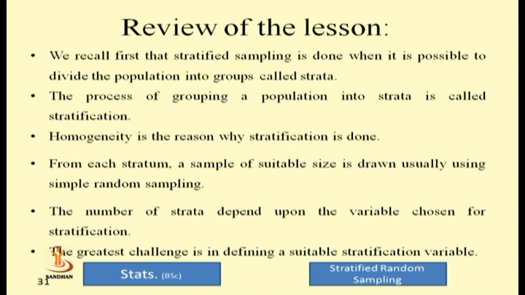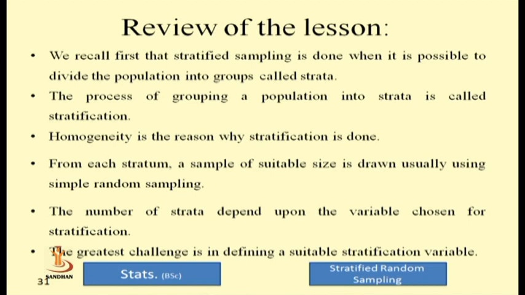Now this was all that we have seen today for stratified random sampling, and in a jiffy we are just going to review the whole lesson that we have seen. The first thing is sampling is done whenever it is possible and whenever the strata can be formed. The process of grouping the population into strata is called stratification. Homogeneity is why we go for stratification.